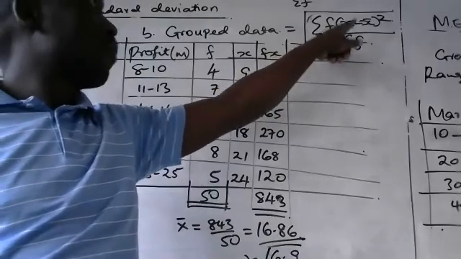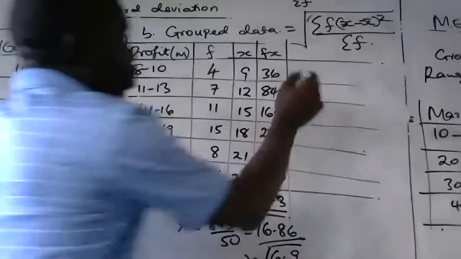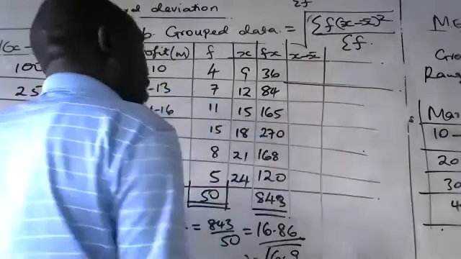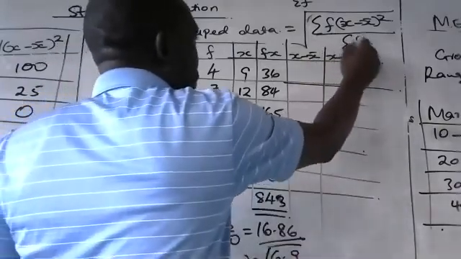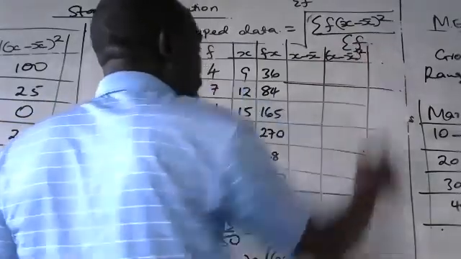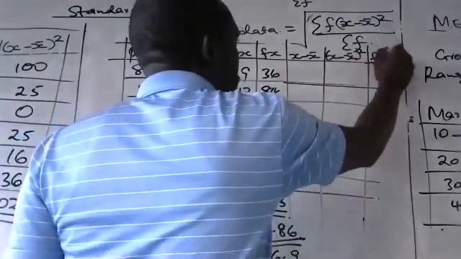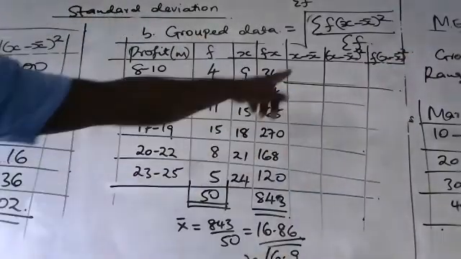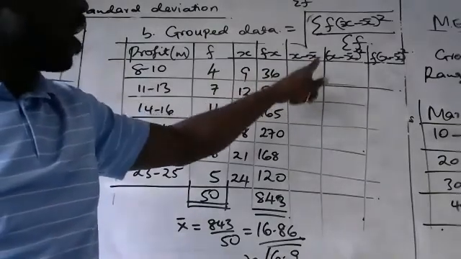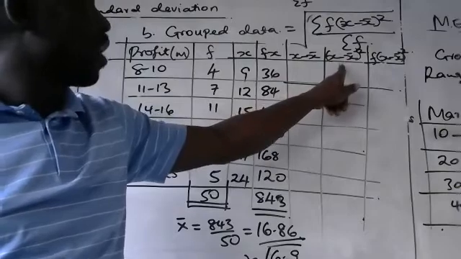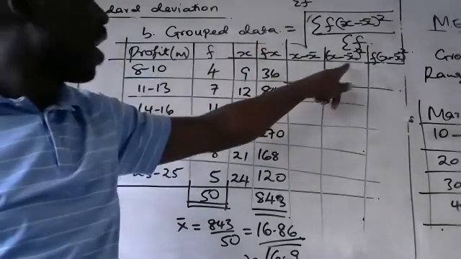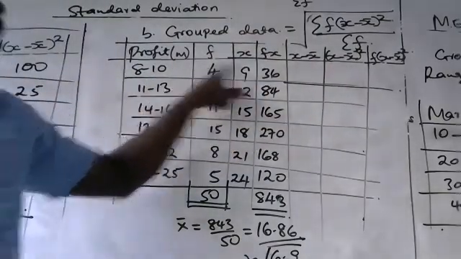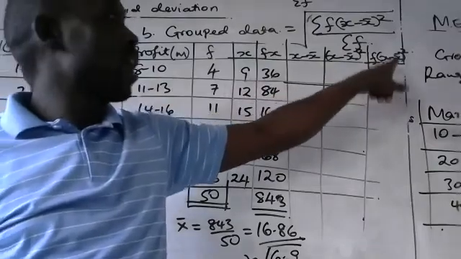We need a column for f into x minus x bar squared. So what you do, you start with this. Just get x minus x bar, then get x minus x bar squared. Then you just get f into x minus x bar squared. Whatever answer you get here, you square so that you can get x minus x bar squared. Then the answer you get for x minus x bar squared, you multiply by frequency f to get f into x minus x bar squared.